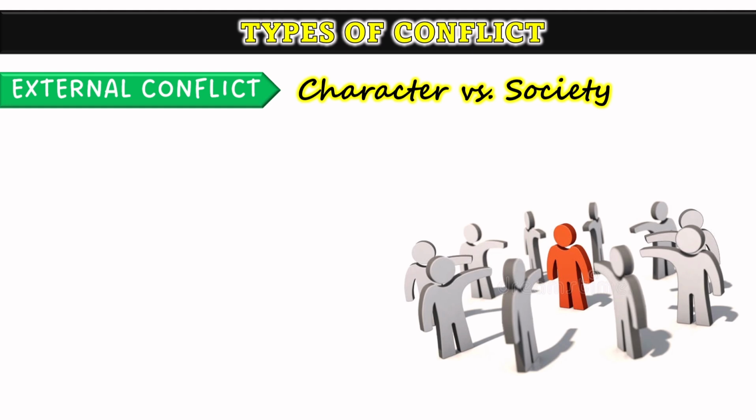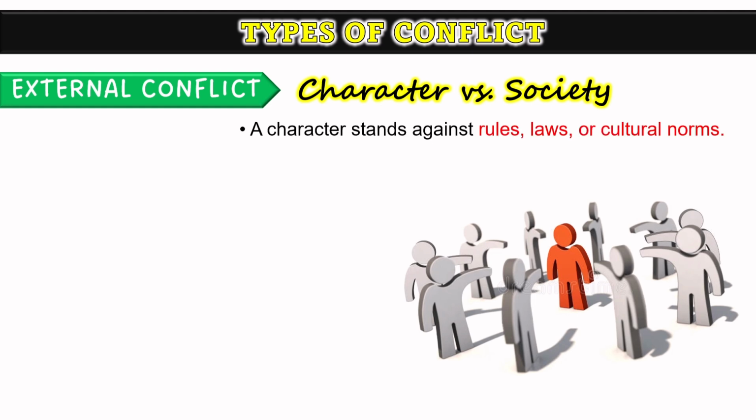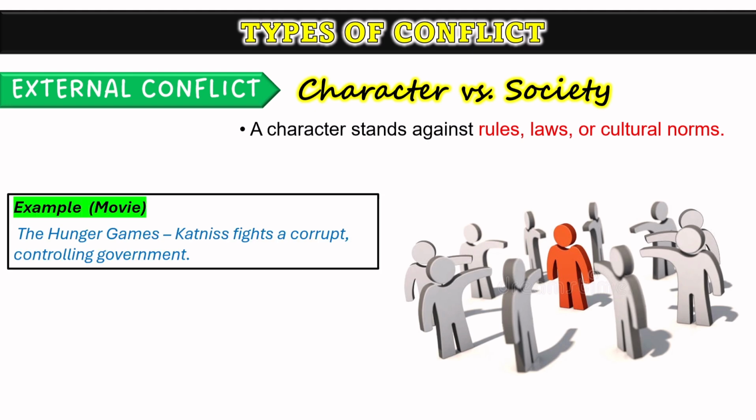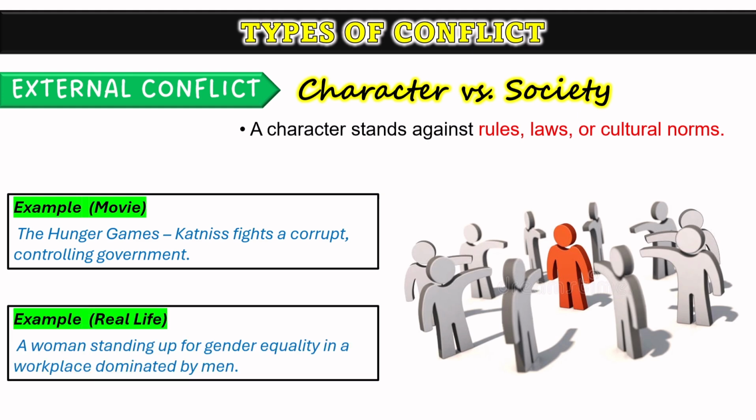Character versus society. It is a conflict in which a character stands against rules, laws, or cultural norms. For example, in the movie The Hunger Games, Katniss fights a corrupt, controlling government. In real life, an example of this is a woman standing up for gender equality in a workplace dominated by men.